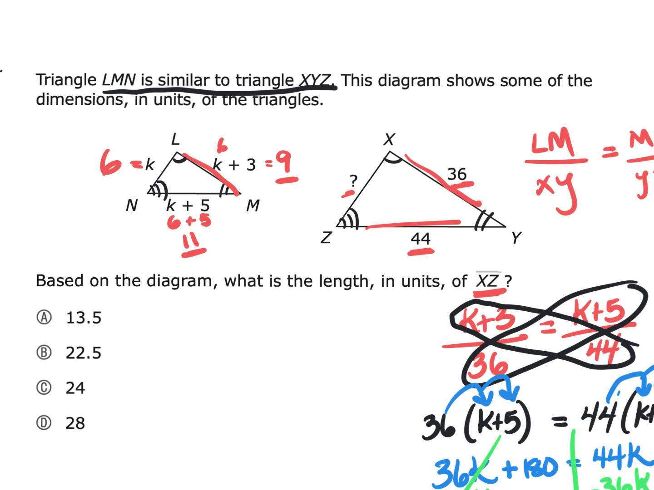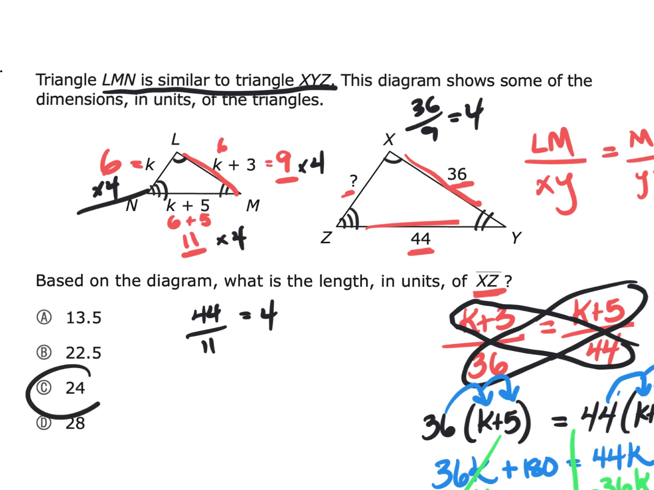The ratio, I'm multiplying both 9 and 11 times 4 to get 36 and 44. Now, if you didn't recognize that you're multiplying by 4, you could simply do, okay, 44 divided by 11, that's 4. 36 divided by 9, that's 4. So the larger triangle XYZ was dilated by a factor of 4. So what's 6 times 4? 24. That is the length of XZ.